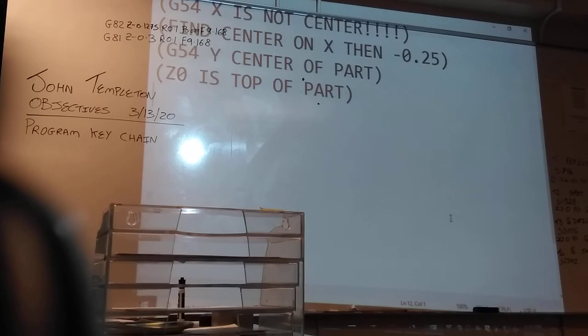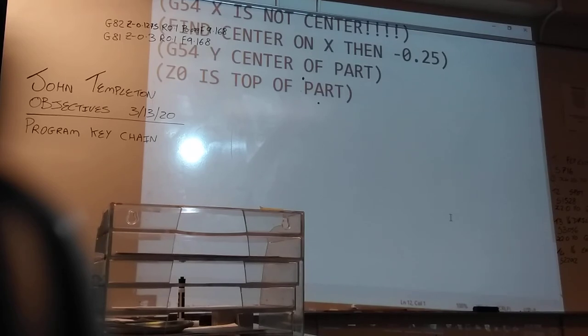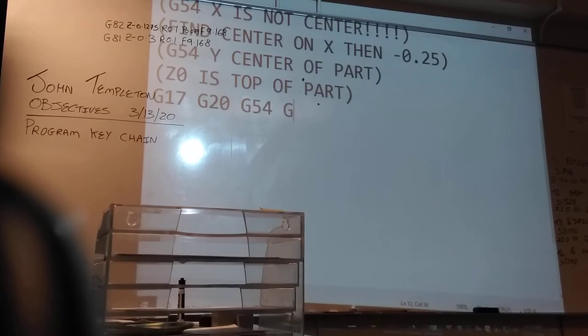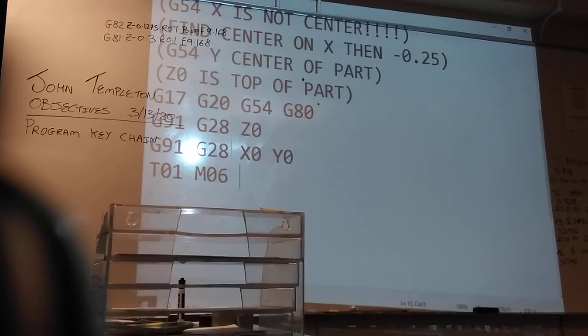So what do we write next? Your safety line. Send the machine home. And then we're going to grab tool number one, T1M6. What tool should be in the spindle? Tool number one, the fly cutter. So if it grabs the spot drill right now, stop the program. Something's not right.